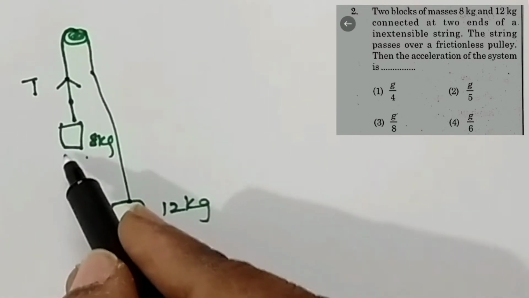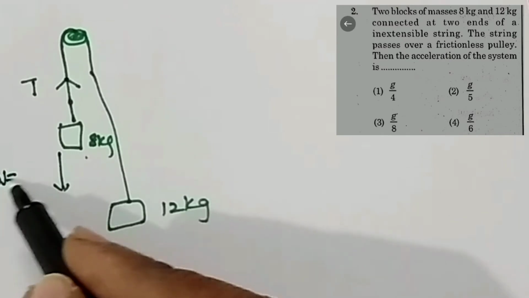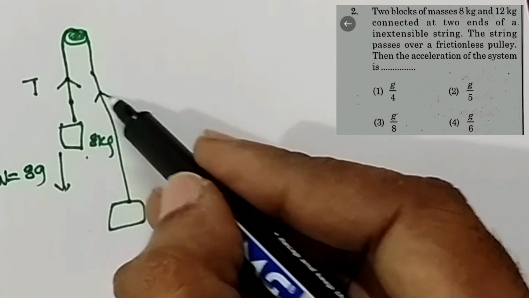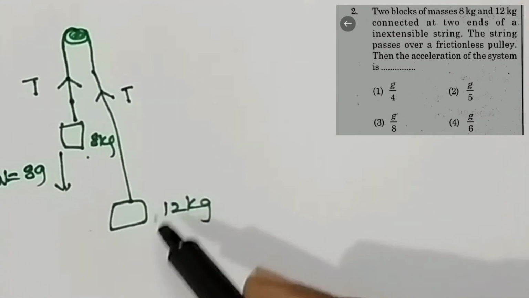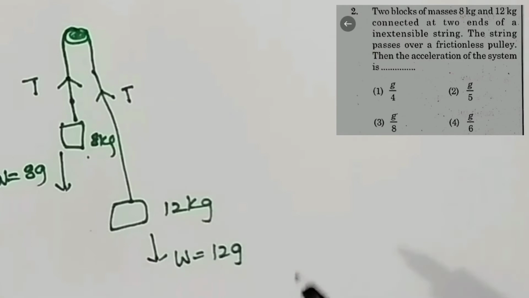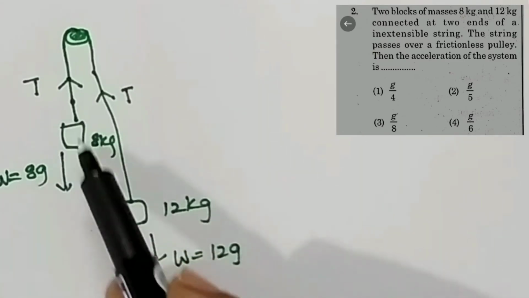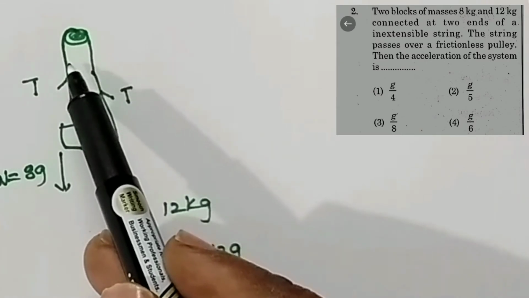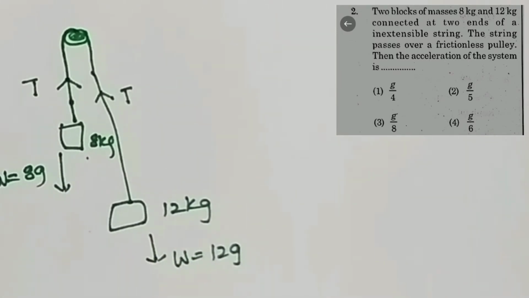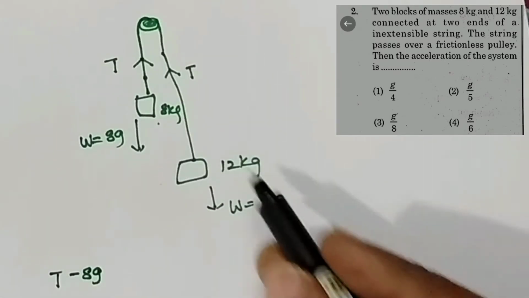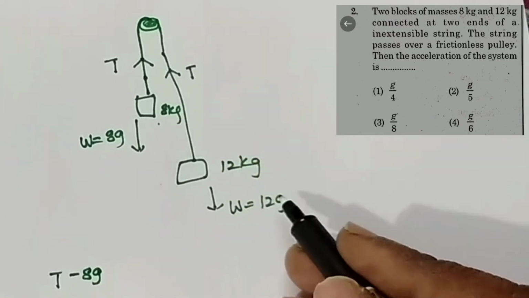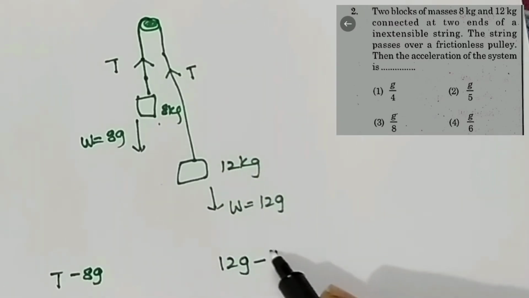direction, and for this block weight W is equal to mg, that means 8g acts in the downward direction, and for this block tensional force acts also in the upward direction, and weight W is equal to mg, that means 12g acts in the downward direction. So if you consider this block is moving in upward direction, that means tensional force is more than the weight. So the resultant force is T minus 8g, and for this block moving in downward direction, that means weight is more than the tensional force, that means resultant force is equal to 12g minus T.